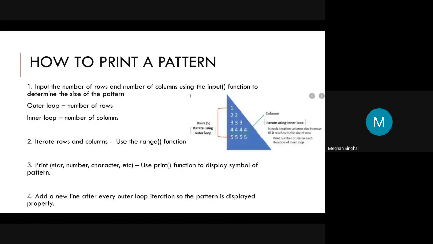Now, how do we print a pattern? The first step is to input the number of rows and number of columns using the input function to determine the size of the pattern. As we already discussed before, the outer loop handles the number of rows and the inner loop handles the number of columns. The second step is to iterate rows and columns using the range function. The third step is to print the required pattern, such as star, number, character, using the print function. And the last step is to add a new line after every outer loop iteration so the pattern is displayed properly.